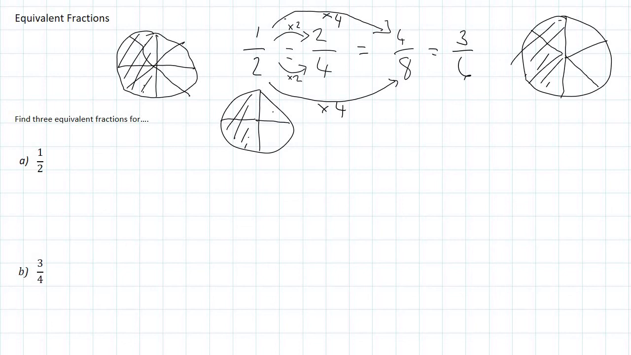And I'm multiplying them by the same thing, okay? So if I multiply the numerator by 2, I can't then multiply the denominator by 3. That's not going to give me an equivalent fraction, okay?